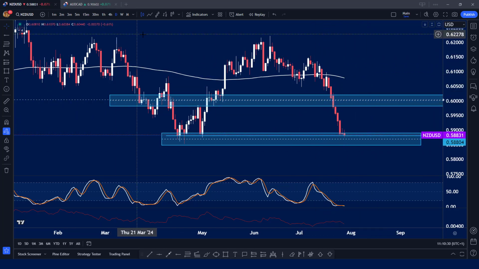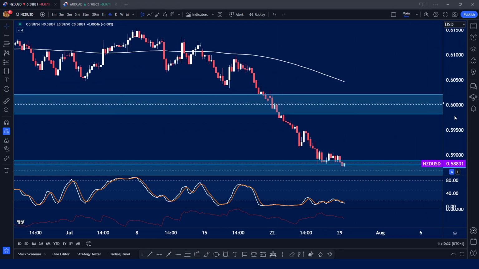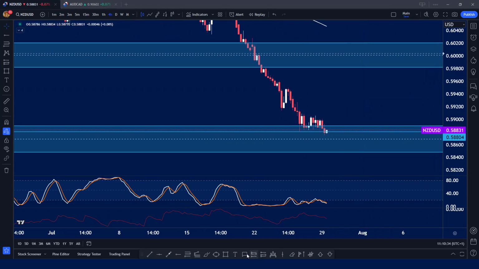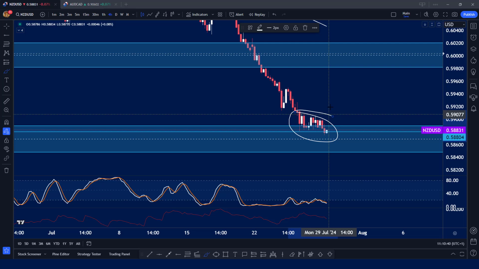We've been very, very bearish this market. And if I go down to the 4-hour time frame, we're just basically consolidating in this area. So there's no real kind of momentum move for me here right now.